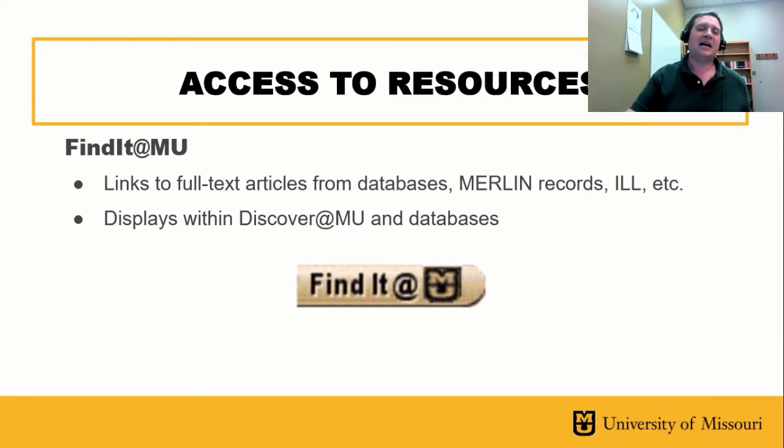So basically, anytime you see this gold button that says Find It at MU, if you click that, you're either going to be directed to the full text of an article, or, if we have an article not electronically but in print, you'll be directed to a record that tells you where that print copy is stored within our library. Or if we don't have any way to access it in our collection, you will be directed to a link that effectively allows you to start the process of requesting it so we can get it from another library.